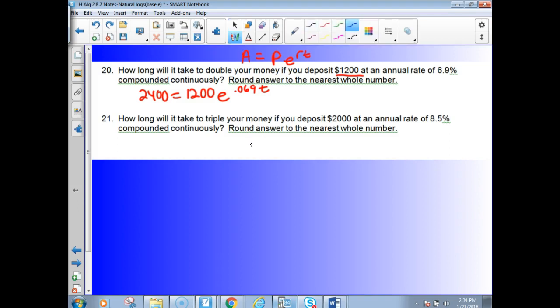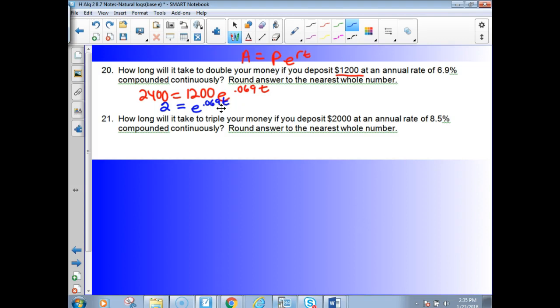Okay. So if we divide by 1,200, that's what I would do first. Guess what you could have put in here instead? 2. Doubling. Right? Doubling, doesn't matter what the amount is, it's doubling.